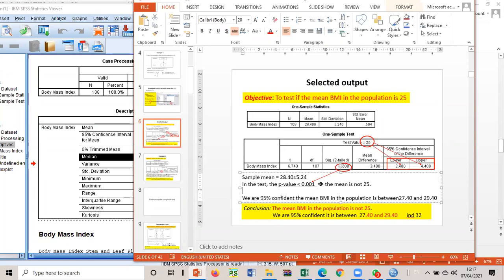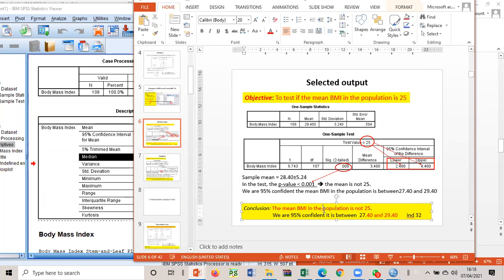Next, conclusion. The mean BMI in the population is not 25. We are 95% confident it is between 27.4 and 29.4. What's your objective? What test did you use? What results? And what's the conclusion? Four things.